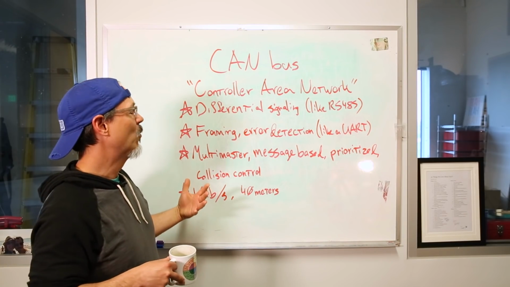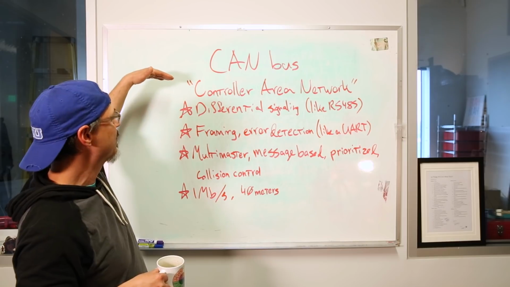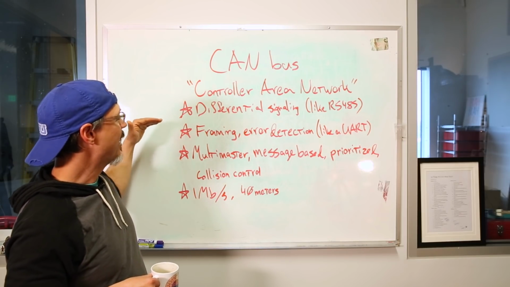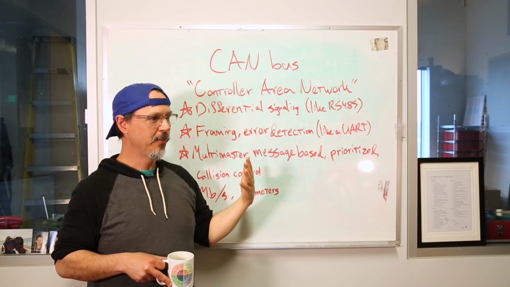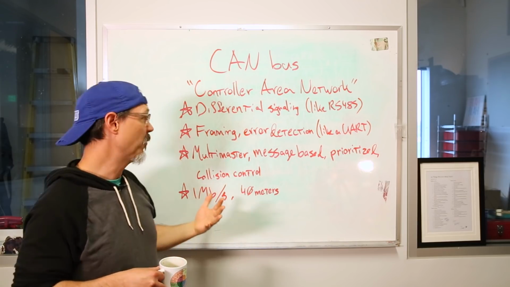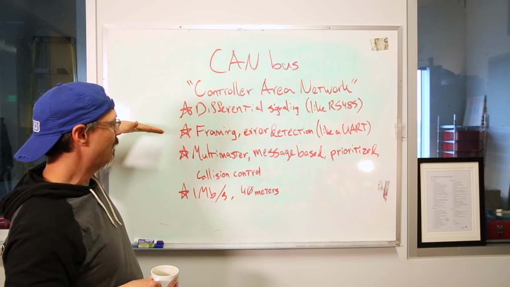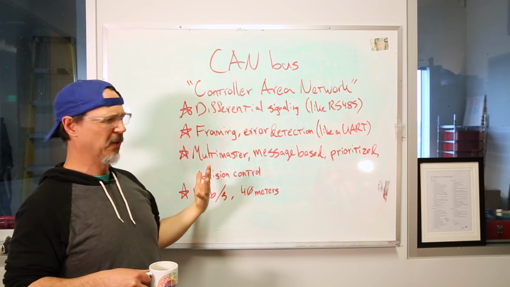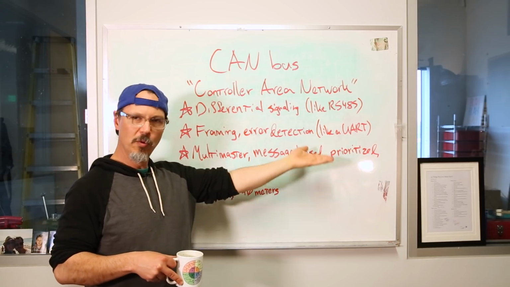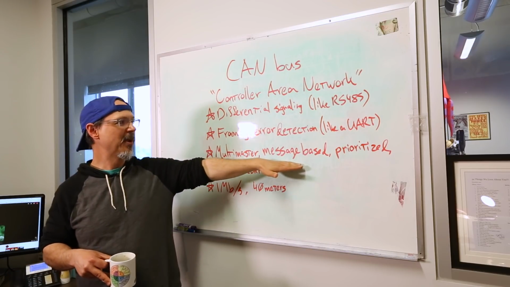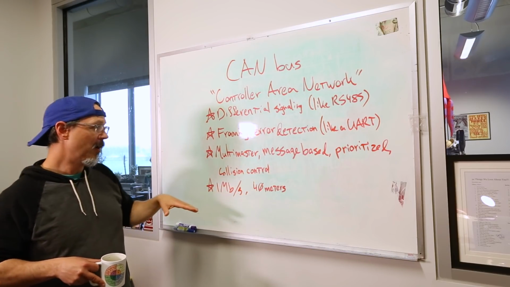So CAN bus. What does CAN stand for? CAN stands for Controller Area Network. It is a differential signaling setup that runs on 120 ohm twisted pair, just like RS-485. It does framing, error detection, and some amount of flow control, like a UART. It is multi-master, it is message-based, which is really cool.